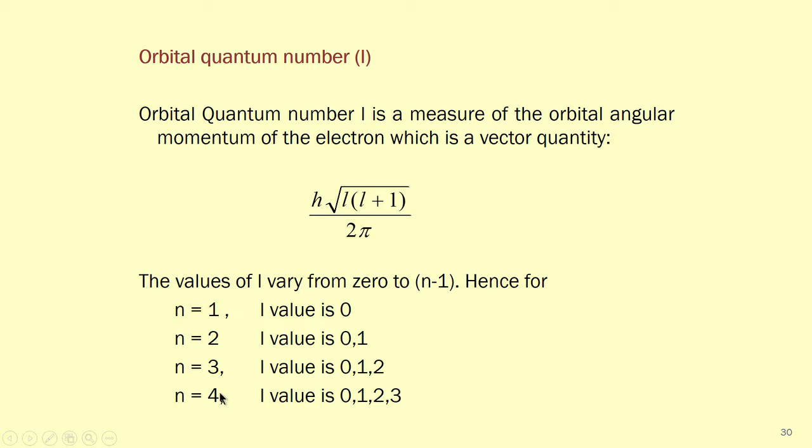Similarly, if n is equal to 3, L will have 0, 1 and 2. Similarly, n is equal to 4 would have 0, 1, 2, 3. It will have 4 subshells. Okay.